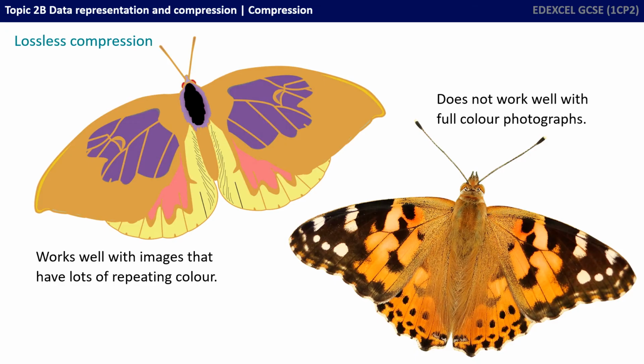Encoding data in this way would reduce the file size, but would only be effective on images with large areas of continuous similar colours. That makes it suitable for cartoons and clip arts, but ineffective with full colour photographs where there are few blocks of repeating colours.